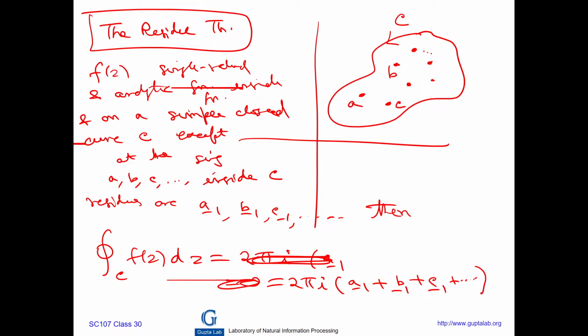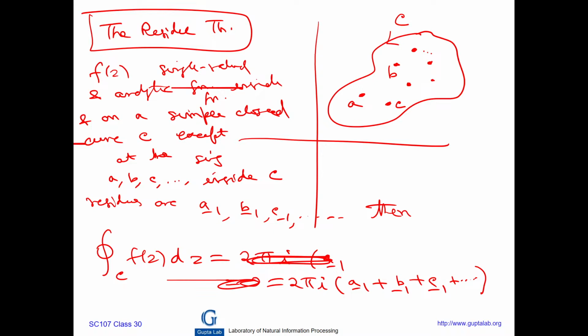So one way, if it is a pole of order k, use the formula: 1 over factorial (k minus 1), differentiate k minus 1 times the product of (z minus a) raised to the power k times f of z, and take the limit. That is if it has a pole. Otherwise, just use the Laurent series expansion and find the coefficient a minus 1. That a minus 1 will be the residue of that function at that singular point. So this is the formula: integration along C f of z dz is 2 pi i times the sum of residues.